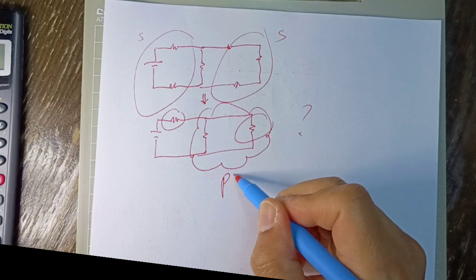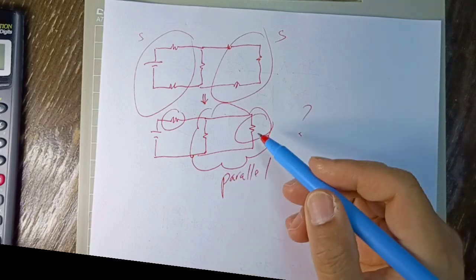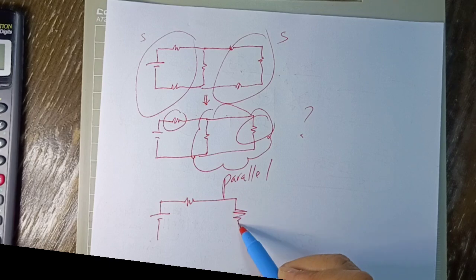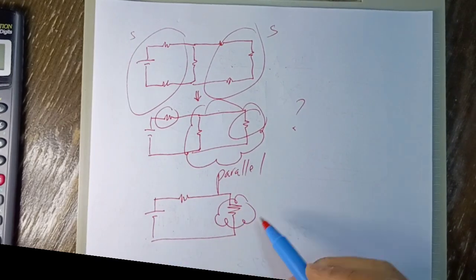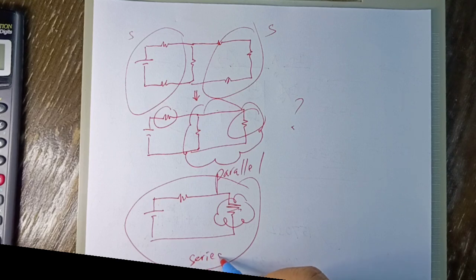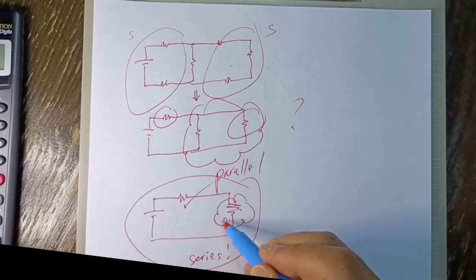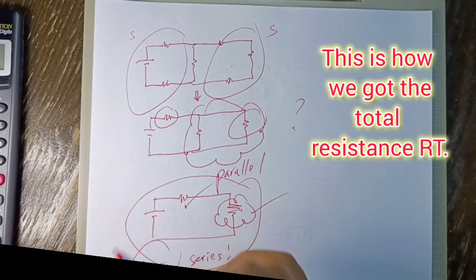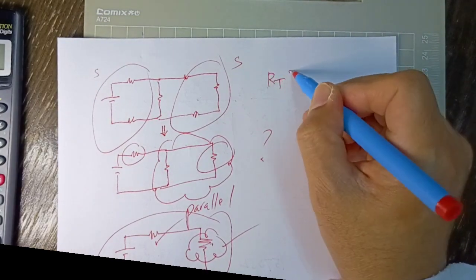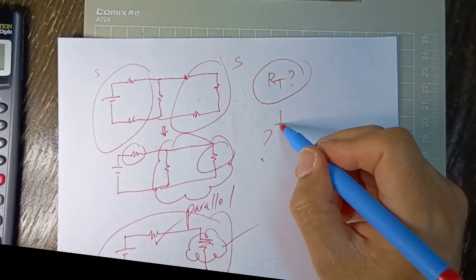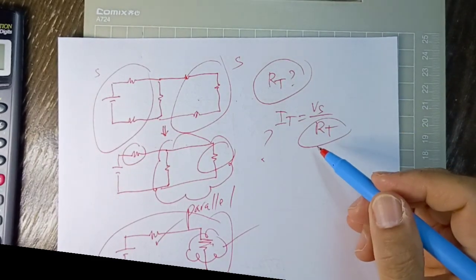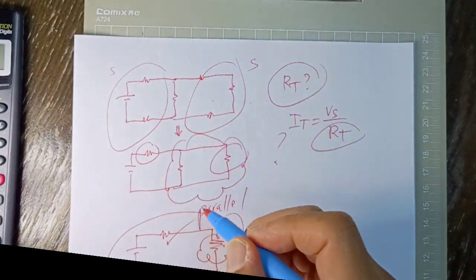Why? This will be parallel, right? And if you continue to do it, the parallel will become 1. And now what do you have here? It will be series. So you will just add this plus this, and you will get the R total. That's the idea over there. So be careful with the calculation of the R total. If the R total is wrong, I total, which is Vs over RT, will be wrong.